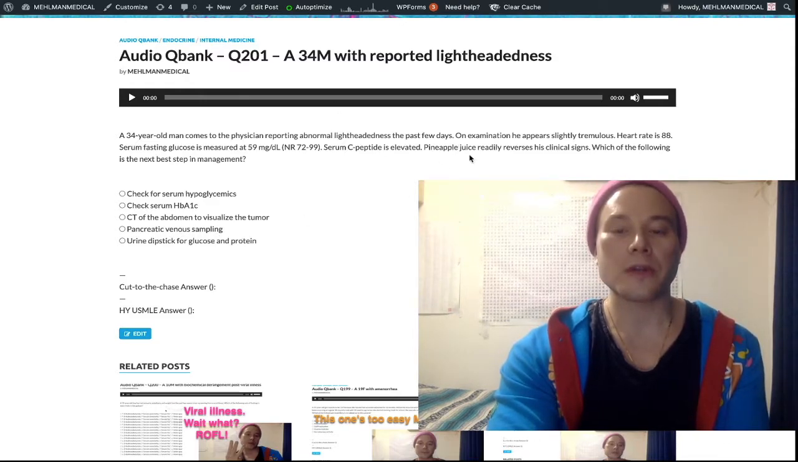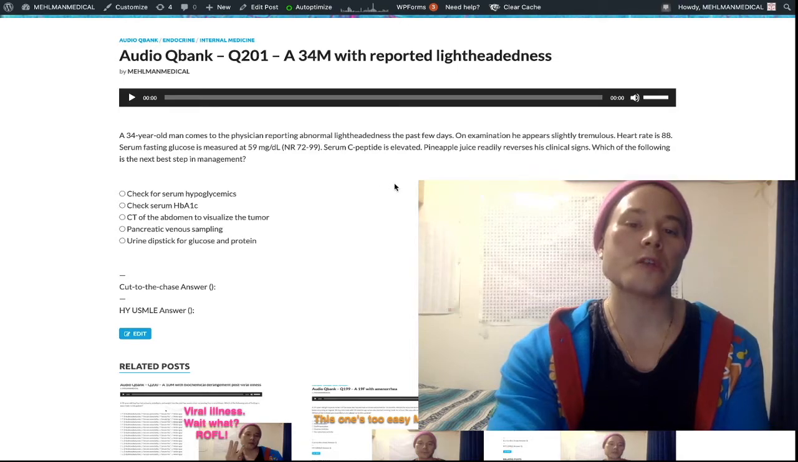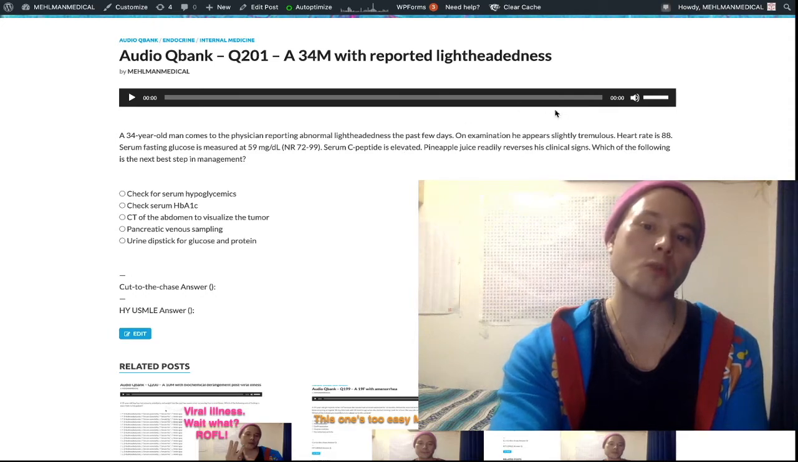I should also mention this, the pineapple juice reversing the clinical signs. If there's insulin hypersecretion, it can cause what's referred to as Whipple triad. So Whipple triad is number 1, hypoglycemia, which the patient has. Number 2, signs of hypoglycemia, which could be tremulousness, tachycardia, diaphoresis. And then number 3 is mitigation of those signs, a return to normalcy with a meal. So you give glucose and then it reverses its clinical signs. So this patient has Whipple triad.